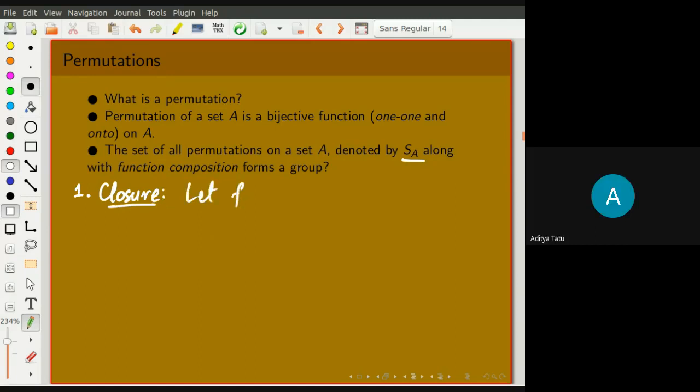So let f and g be 2 functions from this set. I want to see if f composed with g is also in this set or not. So what is it that I have to verify? f∘g belongs to S_A. But what does that mean? How do I show that f∘g belongs to S_A? What is it that I will have to show in order to show this?